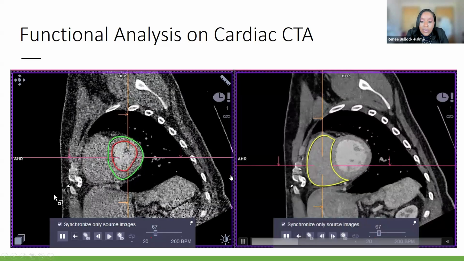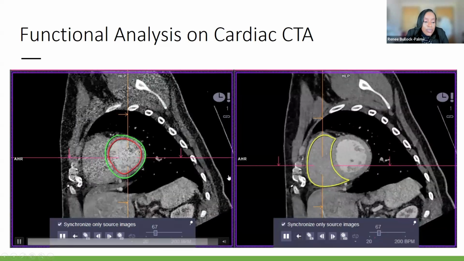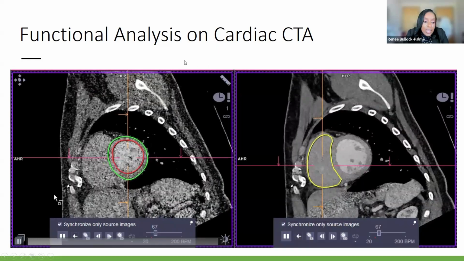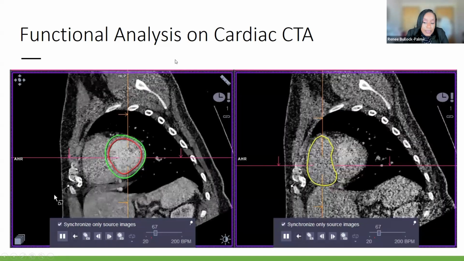So this is actually just to show you that you can get good information on the volumes of the ventricle, both the left ventricle and the right ventricle on CT, especially if it's a good quality study without any arrhythmias. And we use that sometimes quite a bit with our patients that we refer for CT.